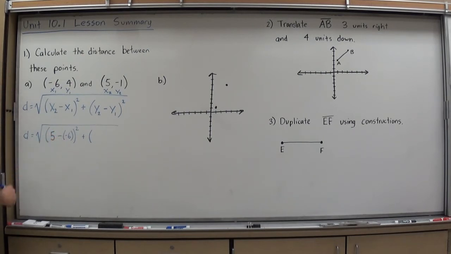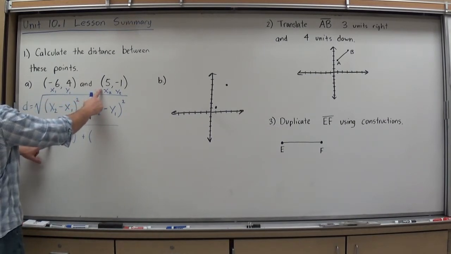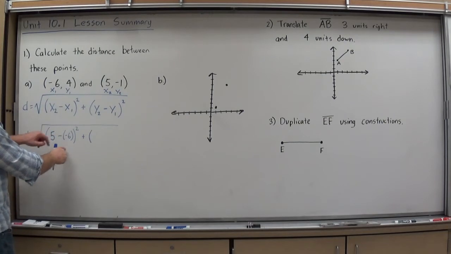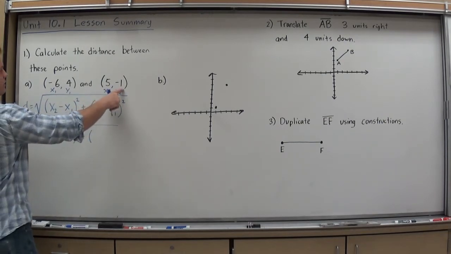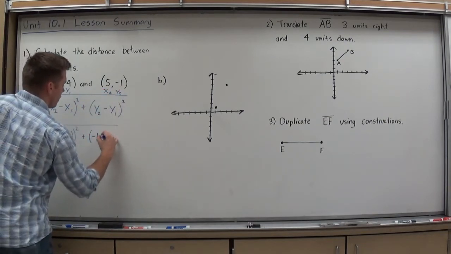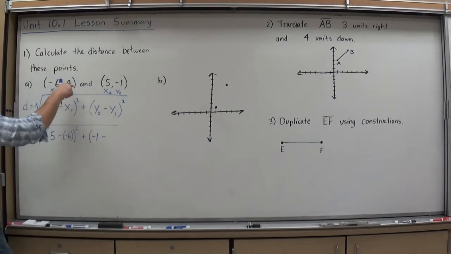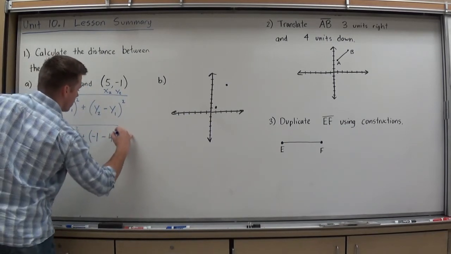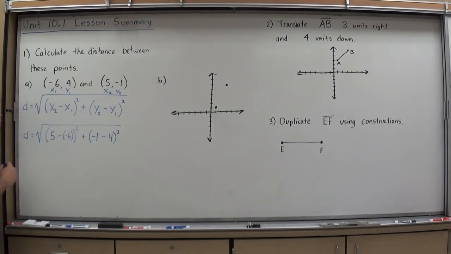You can do this all day and still make mistakes. So you have to be real careful about holding things and matching up in the right spot. x2, 5, x1, negative 6, minus 6. Now I got it right. y2 is negative 1. Minus y1, which is 4. Squared. So be real careful there.